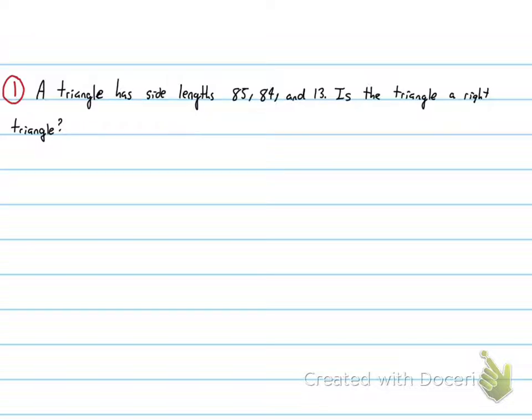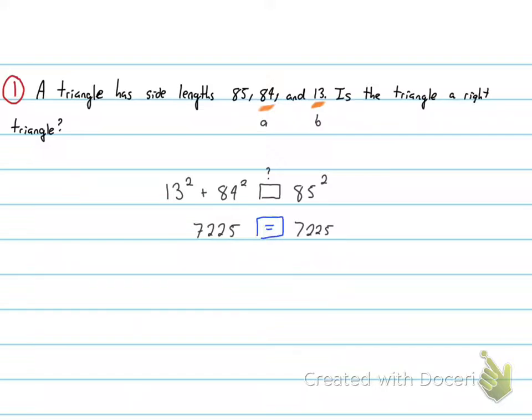So here, let's say a triangle has side lengths 85, 84, and 13. Is that triangle a right triangle? What we're going to do here is compare the two smaller sides, 84 and 13, with the biggest side, 85. I want to see, does 13 squared plus 84 squared match up with 85 squared? If they're equal, that would match the Pythagorean theorem, and I'd have a right triangle. Here I see that on the left, when I add those together, I get 7,225, and 85 squared is also 7,225. So a squared plus b squared equals c squared, and I do have a right triangle there.